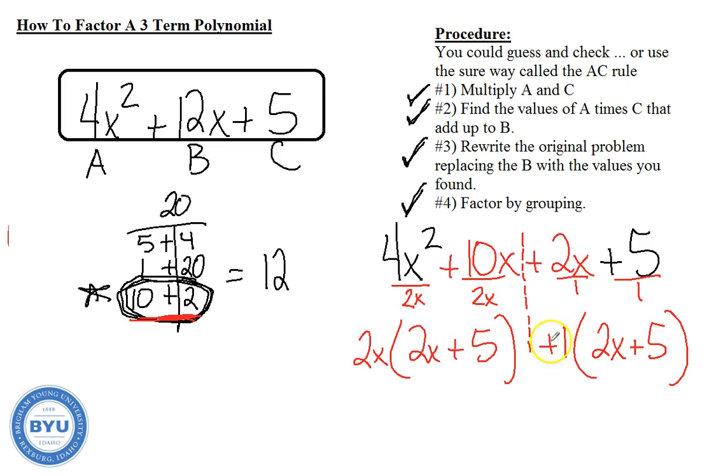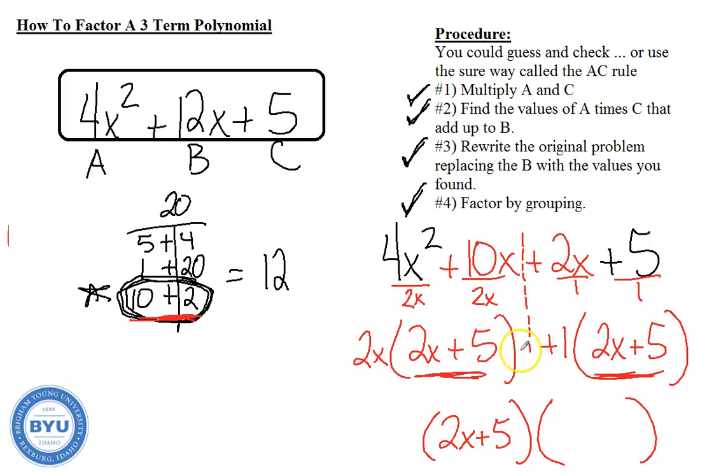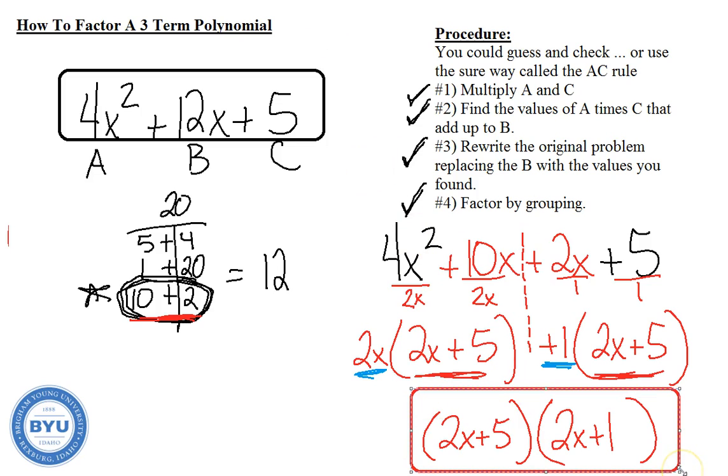My final answer then will be this common parenthesis. You'll always get a common parenthesis if you've done this correctly. So I write my answer as the common parenthesis, and then whatever is left over. The leftovers will be on the outside of the parenthesis, this 2x plus 1. And that is how we factor a three-term polynomial using the AC rule.